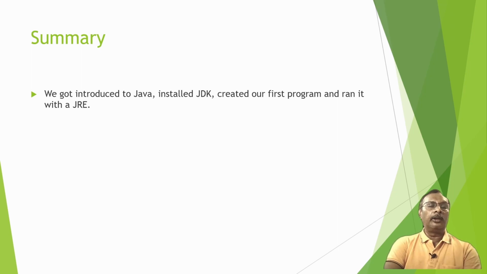In summary, we got introduced to Java. We saw Java as an object-oriented, powerful, widely used, platform-independent programming language. And we installed the JDK, we created our first program, compiled it with the Java compiler, and then ran it using the Java runtime environment, the JRE.